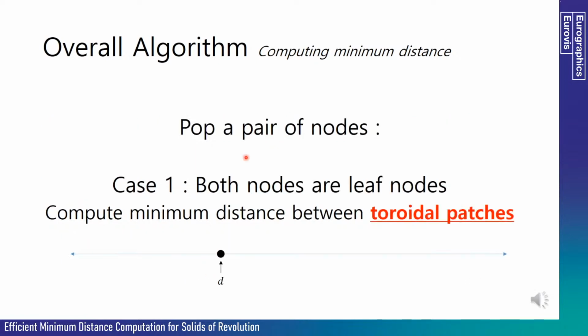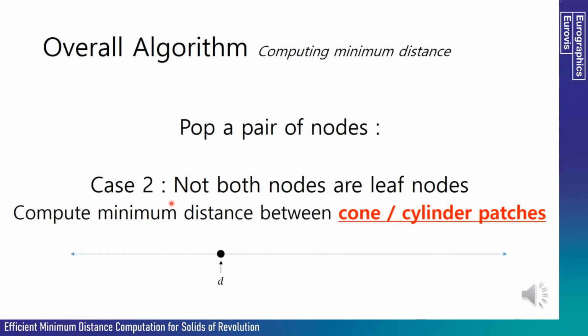While the queue is not empty, we pop a pair of nodes. If both of the nodes are leaf nodes, we can compute minimum distance between toroidal patches. In the image below, D indicates the minimum distance between toroidal patches. Then, we can use approximation error to get an upper bound of the local minimum distance. Let this point show the previous global upper bound of minimum distance. Then, since the newly found upper bound is smaller than the previous one, we can update the global upper bound with the new value.